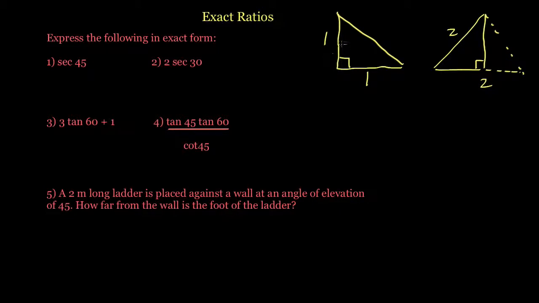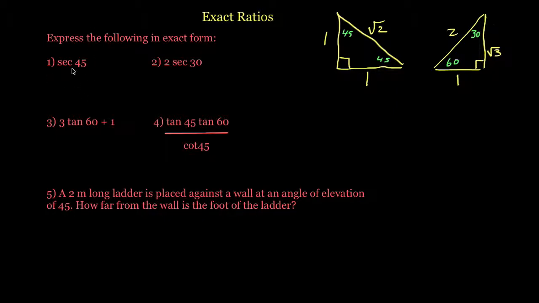I know one triangle is isosceles. It's got a 45-degree angle with sides 1 and 1. The other triangle is equilateral with side lengths 2, and we break that down further. So now that we have our triangles, we can answer the questions. For the first one, we have sec 45.